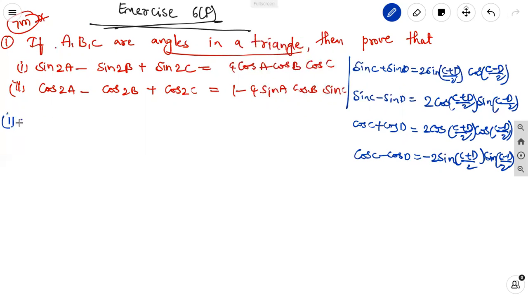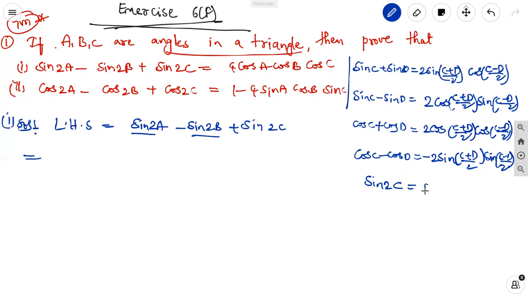The first solution is you can take the LHS. The LHS is equal to sin 2A minus sin 2B plus sin 2C. We are using here sin C minus sin D, and the sin 2C formula is 2 sin C cos C. If you get this in the cos C relation, then it is easy to take cos C common from the two terms.